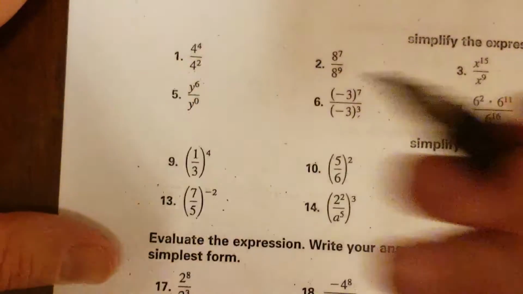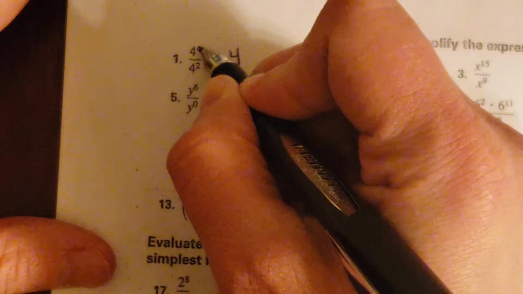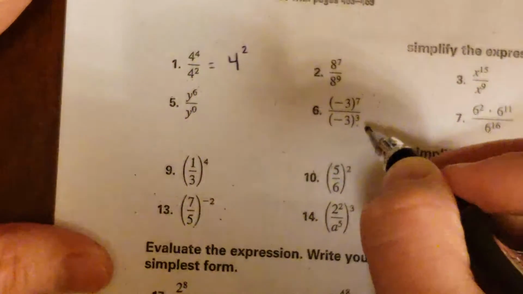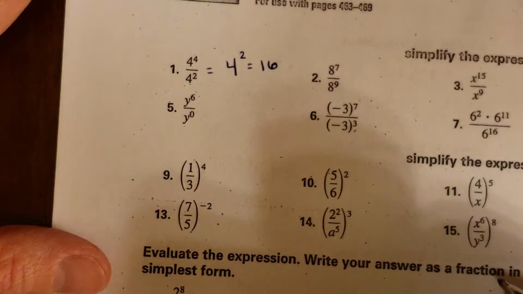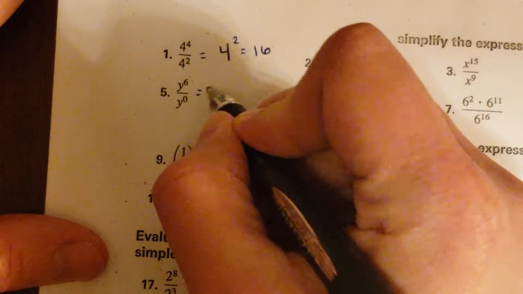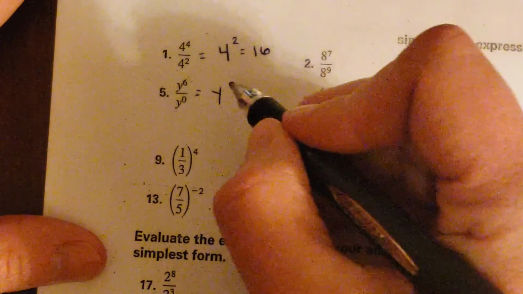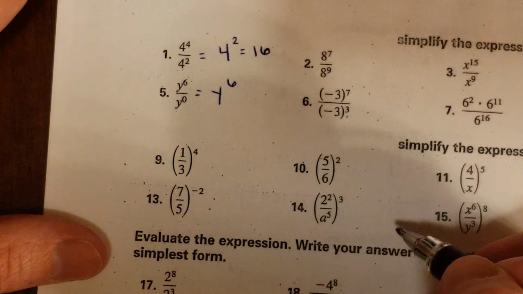So in this case, I have same base of 4. 4 minus 2 is 2. And 4 squared is 16. Okay. Let's try another one. Same base. 6 minus 0 is 6. And there's nothing else that I can do there.